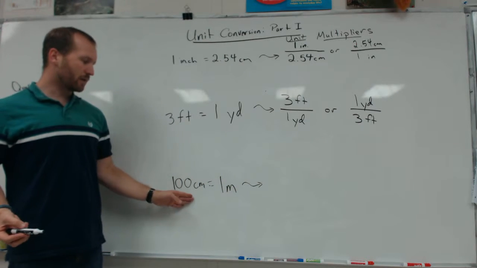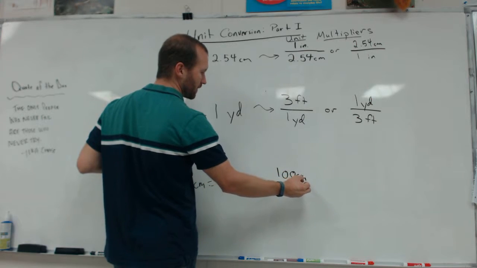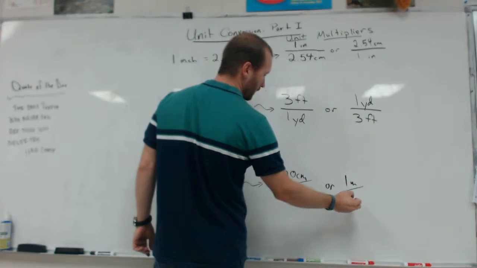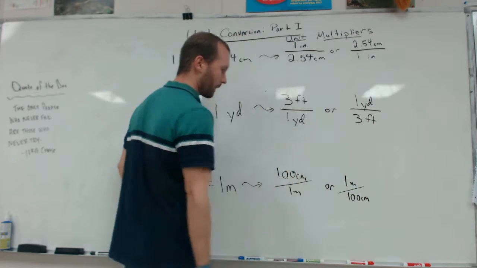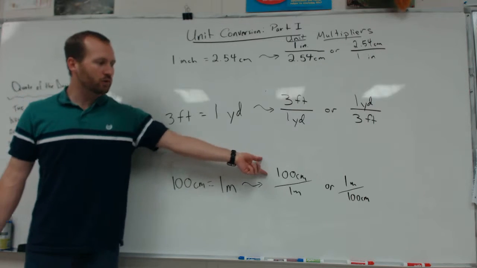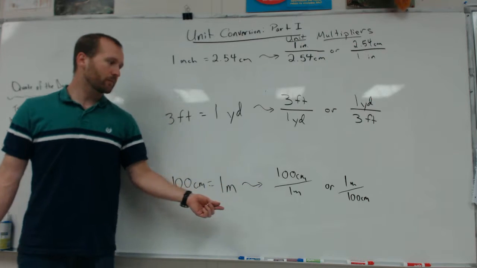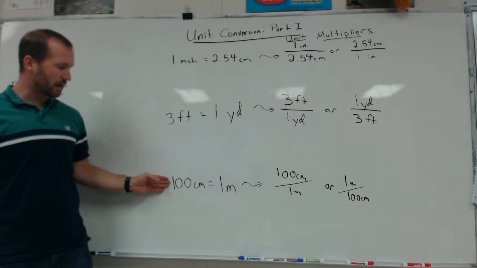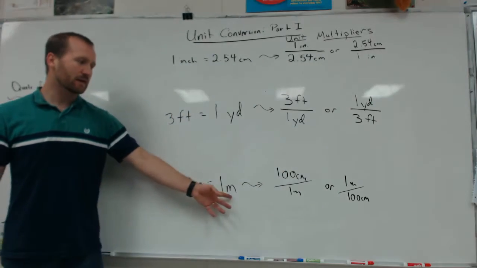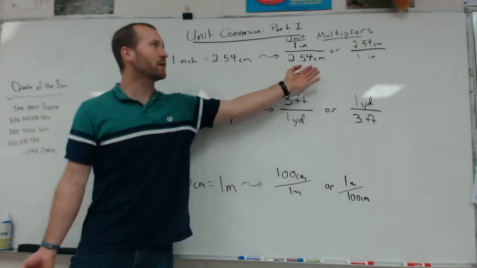Very good. And then if we look here, 100 centimeters equals 1 meter. We could make either 100 centimeters over 1 meter or 1 meter over 100 centimeters. So I'm just taking my conversion factor, putting half of it in the numerator, the other half of it in the denominator to make a fraction that equals 1. And I can do that in two ways. I can either put this half in the numerator, or I can put this half in the denominator, and then I put this half in the other one. This is how we get from a conversion factor to a unit multiplier.